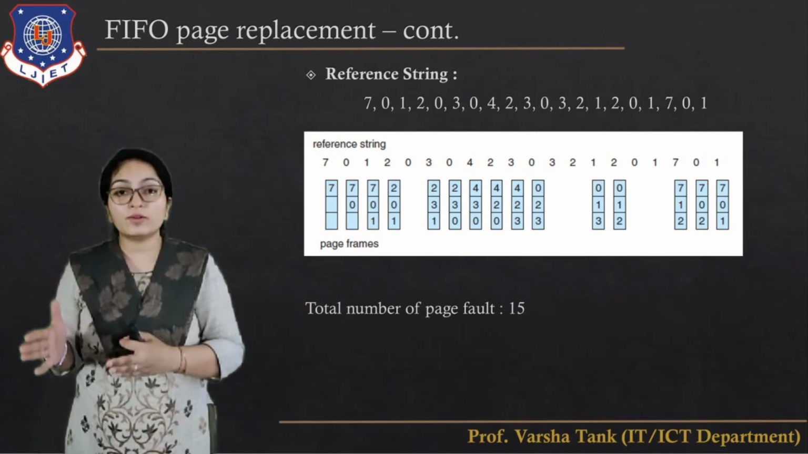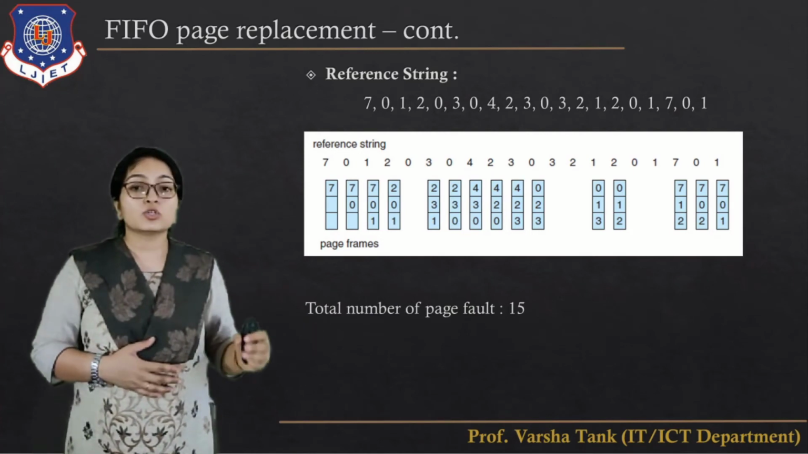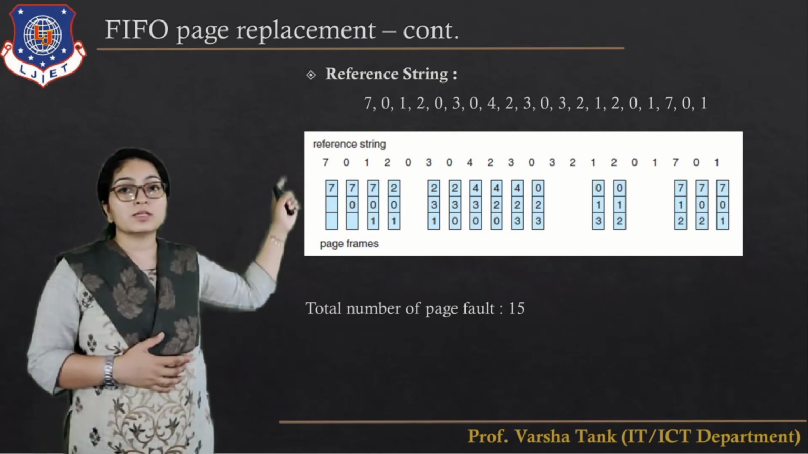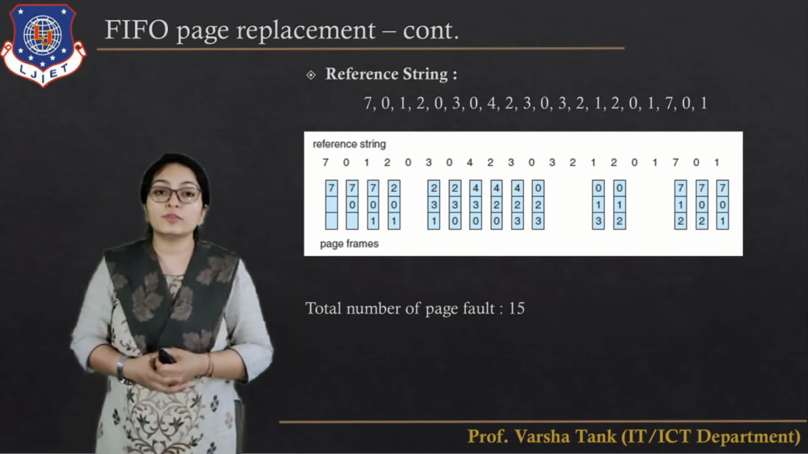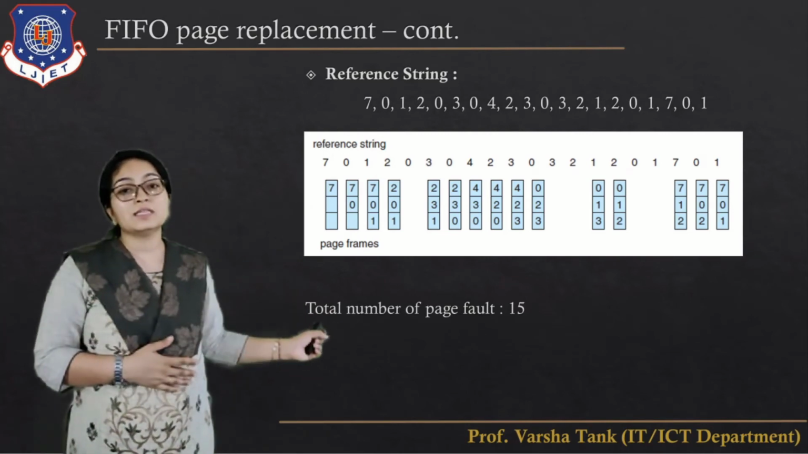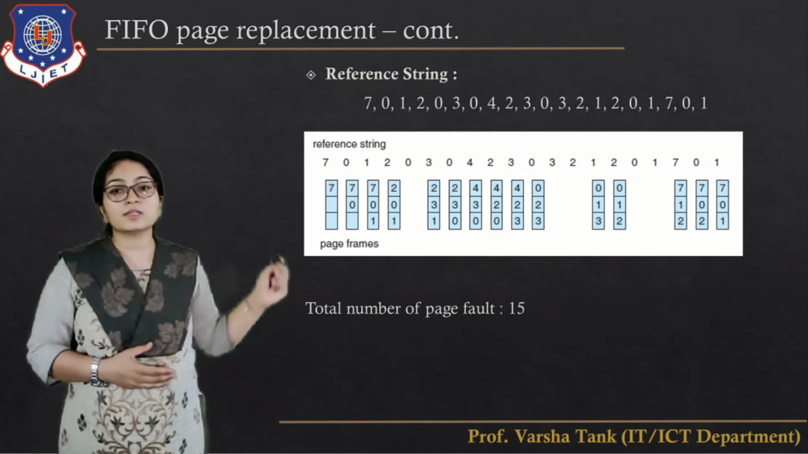Whatever page came first will be replaced first. So when we are following first in first out for this reference string, we have the total page faults, that is 50. Got it? So this is first in first out.